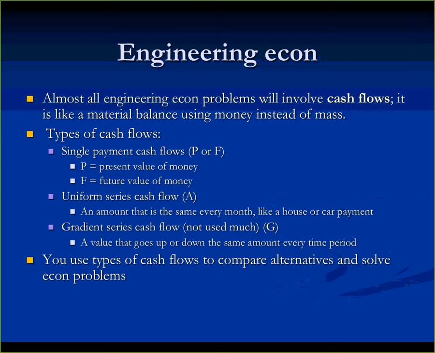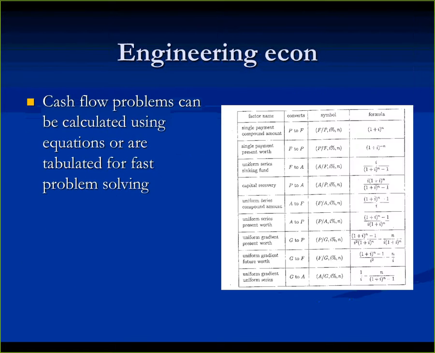And then there's a gradient series cash flow, which you don't encounter too much, but that's indicated with a capital G. And that's some sort of value that's going to go up or down the same amount during every time period you have in a problem like this. So you can use these types of cash flows to compare alternatives and solve engineering economic problems. You just have to make sure that you are comparing apples to apples.